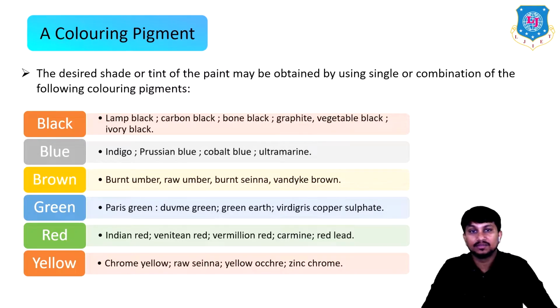Green color can be made with the help of a combination of Paris green, then green earth, then verdigris, copper sulfate, etc. Red can be made by Indian red, then Venetian red, vermilion red, carmine, red lead, etc. And yellow color has various combinations like chrome yellow, raw sienna, yellow ochre, or zinc chrome. So these are the various combinations by which you can make different shades of colors.